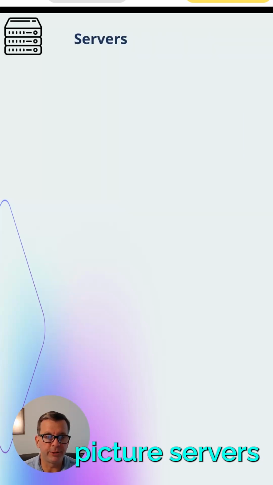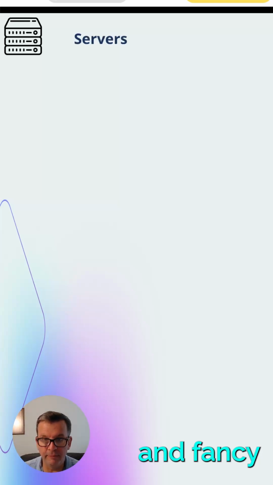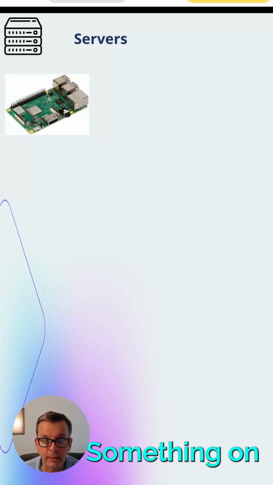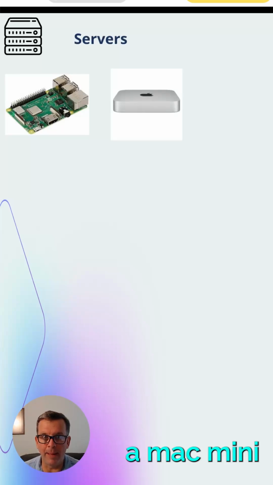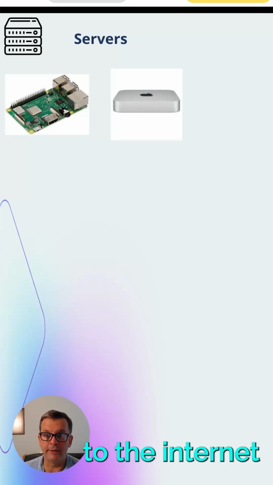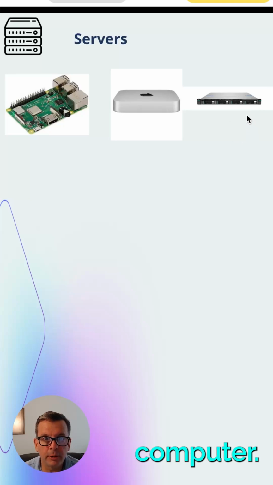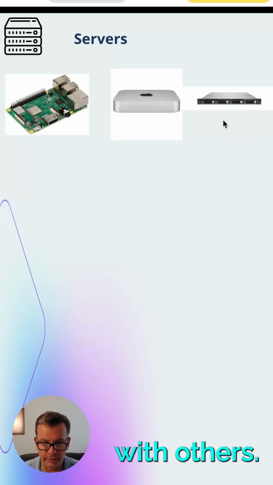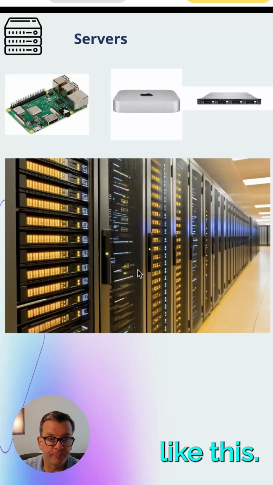In our minds, we often picture servers to be in a huge room racked up with all different types of lighting and fancy equipment. But in essence, it could be as simple as a little Raspberry Pi, something on a chip like this that has a connection to the internet. It could be a Mac Mini like I'm working on right now if you connected it to the internet and set up your software properly. Typically, however, it will be a rackable computer. Rackable just means something that you can stick into a rack and wire together with others. And once you do that, once you rack them up, you'll see something like this.